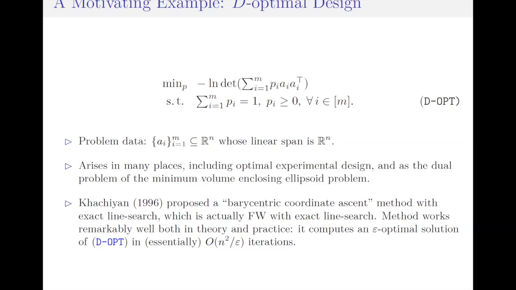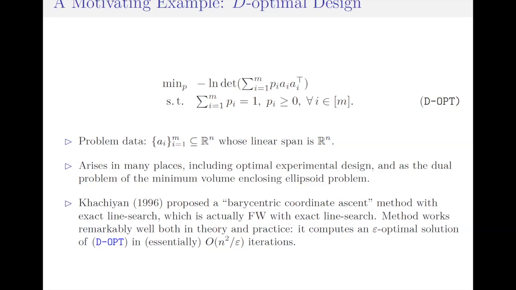But if we view his method from the Frank-Wolfe perspective, it is nothing but Frank-Wolfe with exact line search. And this method works very well in theory and practice, because each time the computation is very cheap. It is not like interior point methods, where each time we need to solve some expensive Newton equations. Khachiyan's method is very cheap. It's actually a first order method.